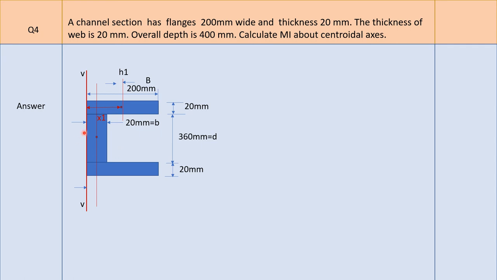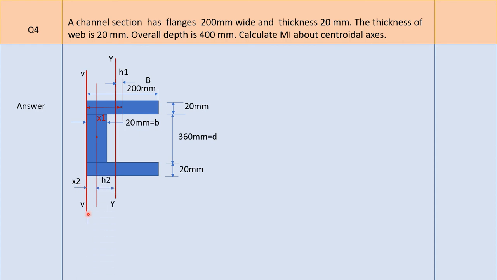Now for this web, the centroid will be somewhere here, and this is the centroidal vertical axis for the web. Now from the axis VV, what will be the distance? x2. Now if I show this distance from this point to this, this is x2. Now the thickness of the web is 20, so from here to here will be half of 20, that is 10. On this side it is 10, and this side it is 10. This is a center line. So x2 here is this distance, 10.